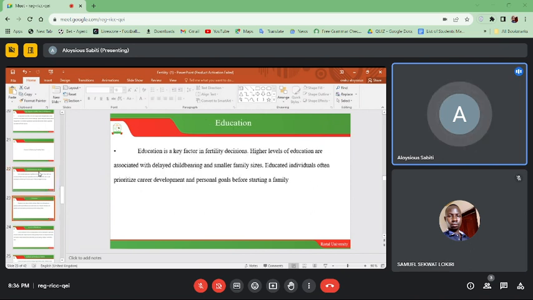But also education is there. Higher education levels are associated with delayed childbearing and smaller families, because educated individuals often prioritize career development and personal goals before starting a family. So most people will first want to say that I need to complete school, I need to find a job, I need to buy land, I need to build a house. So all these become your priority because you've gone to school, and you rarely prioritize being pregnant or getting married or having children.